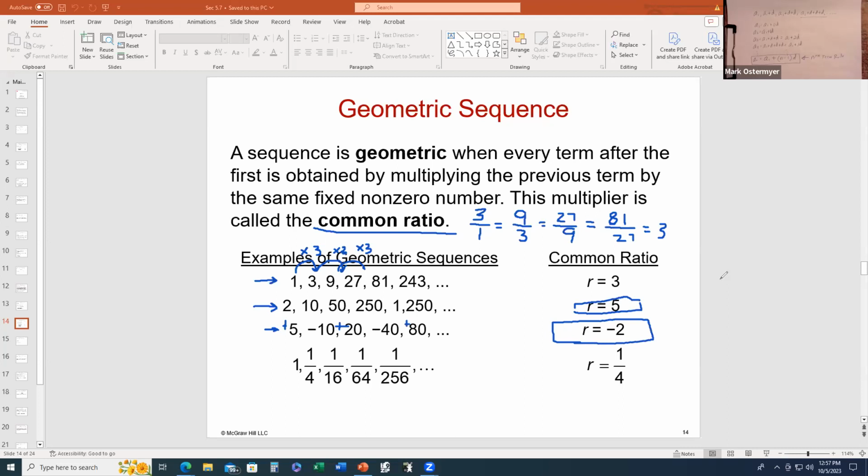This next geometric sequence has fractional entries. And to find the common ratio, we would take 1/4 and divide it by 1, or 1/16 divided by 1/4, or 1/64 divided by 1/16, or 1/256 divided by 1/64. In each case, you would keep cranking out this common ratio of 1/4. Or you could think of it this way: to move from any term to the next term in this geometric sequence, you'd have to multiply by 1/4.